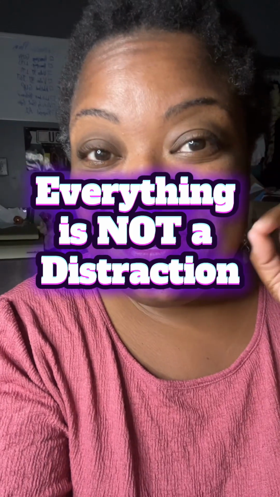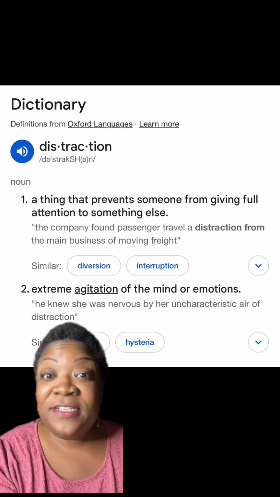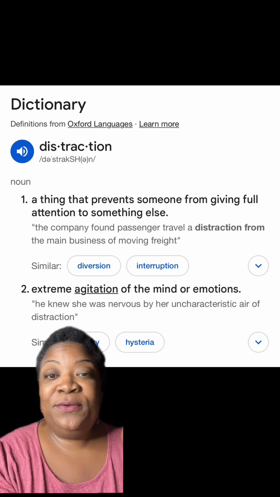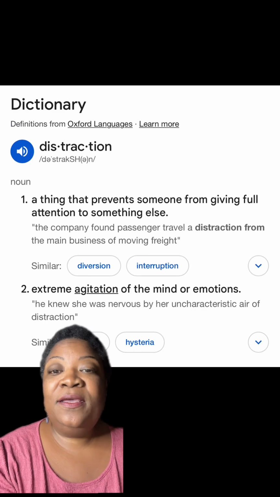Hi, I need y'all to learn the difference between a distraction and other things. Okay, so let's start with distraction. Now, a distraction is a thing that prevents someone from giving full attention to something else. So I really do understand how we can get this mixed up with something else.